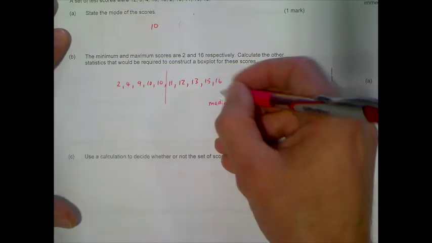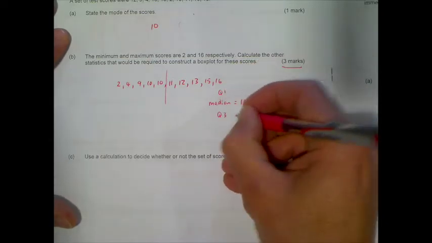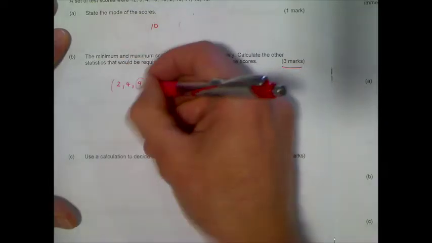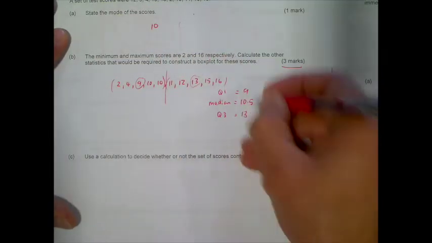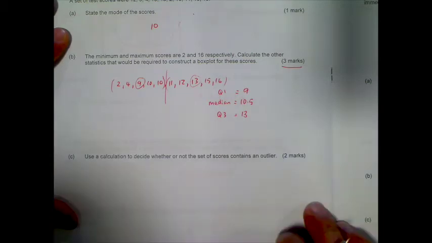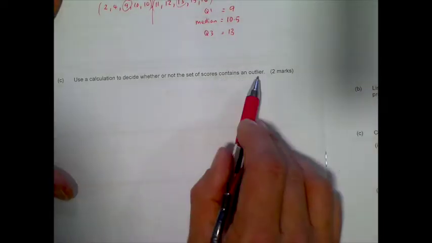Now we look at our bottom 5 numbers for quartile 1 and our top 5 numbers for quartile 3. So 9 sits nicely in the middle, 13 sits nicely in the middle for our quartile 3, and there are our three other values needed to make our box and whisker plot.